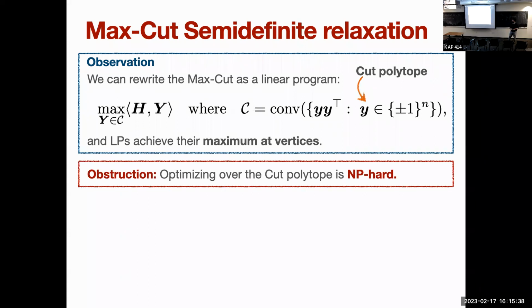LMO is also hard, right? Sorry? LMO is hard. The linear maximization oracle for this polytope is also hard. Yeah, yeah. That's what makes it hard, yeah.